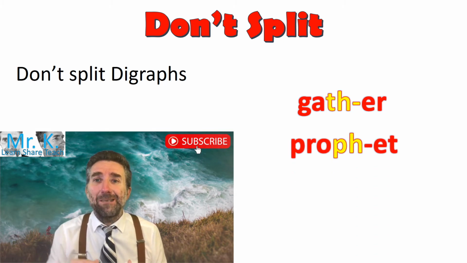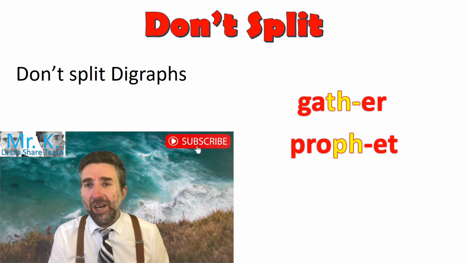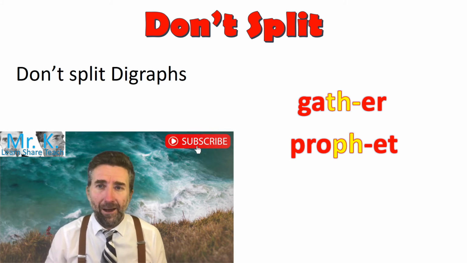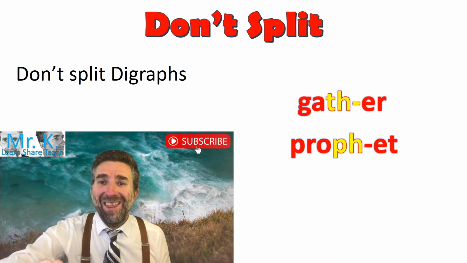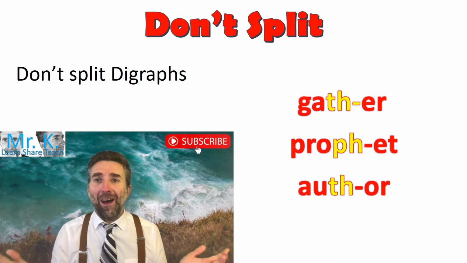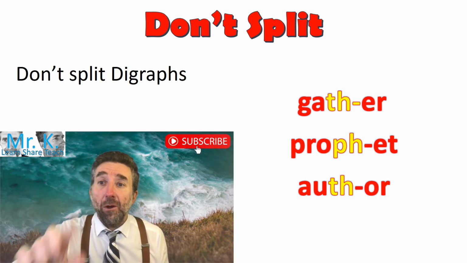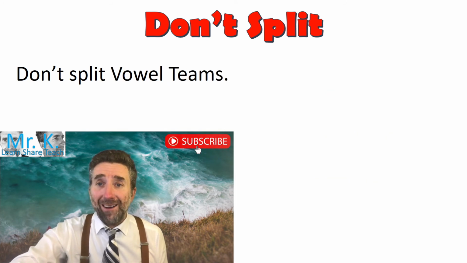Another example is profit. Okay, the PH is a digraph. We don't split that. We don't say prop-het. Okay, that's not right. And then another one we've got is author. We don't say aut-hor. Okay, that's not right either. So remember, don't split digraphs. The next one, don't split vowel teams.